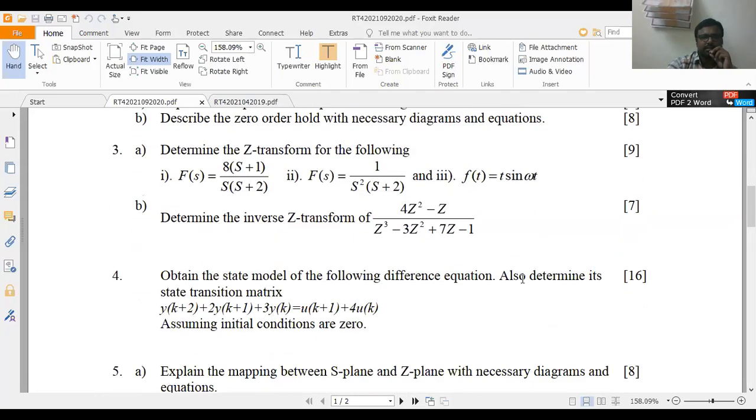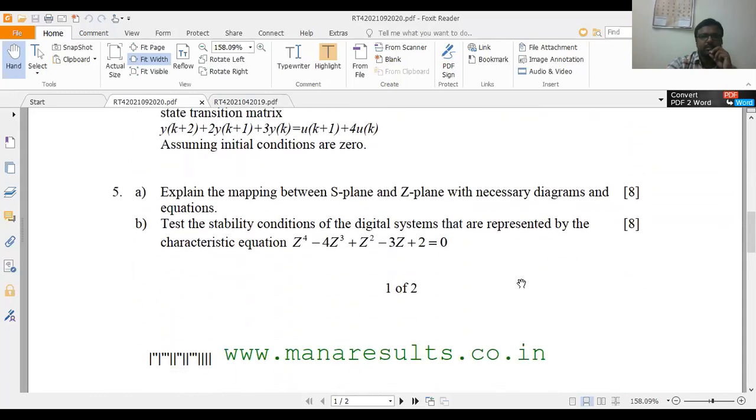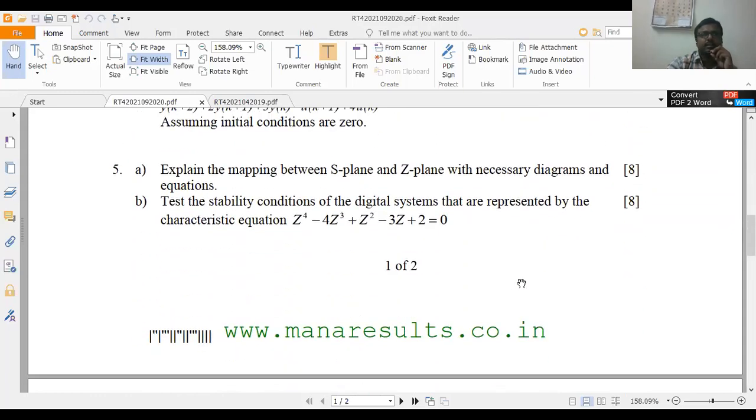And coming to the essay questions, the fifth question. Unit 4 is related to the stability criteria. That means the calculation part regarding the bilinear transformation and stability test. We have discussed the topics regarding the comparison of the mapping between S-plane and Z-plane, complementary strips and primary strips. So the first question is: explain the mapping between S-plane and Z-plane with necessary diagrams and equations.